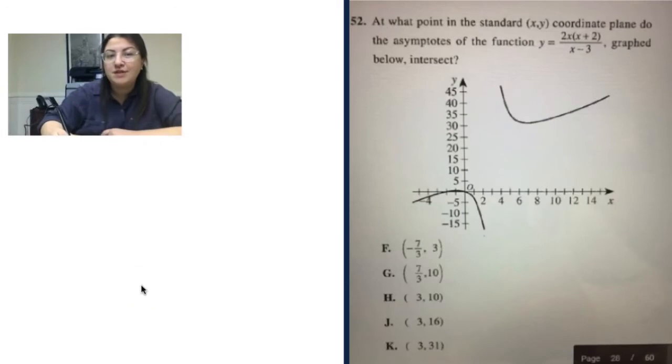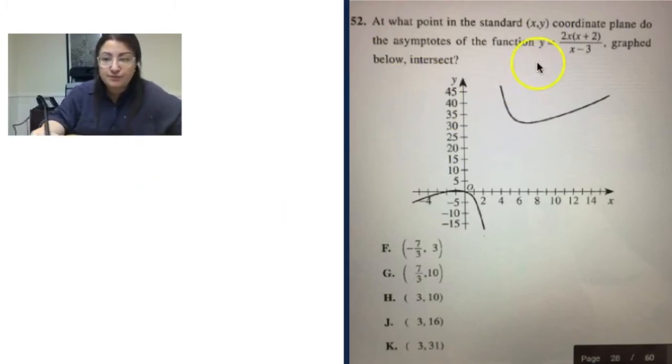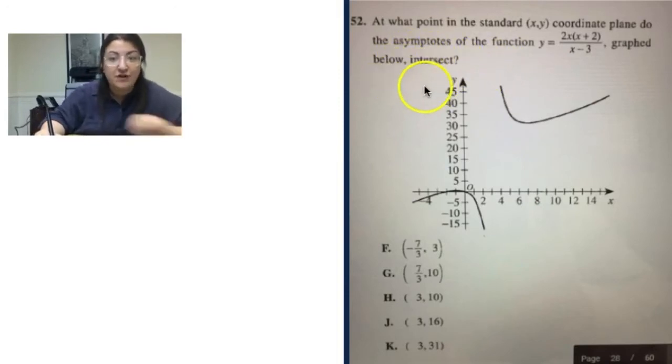So now we're going to go over some of the more challenging problems from the December 2016 exam, which some of you may have taken, so you might recognize some of these.